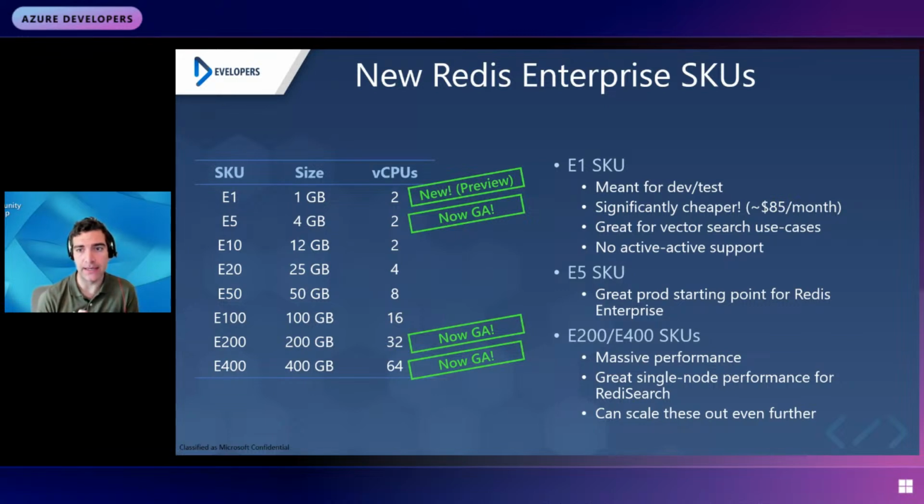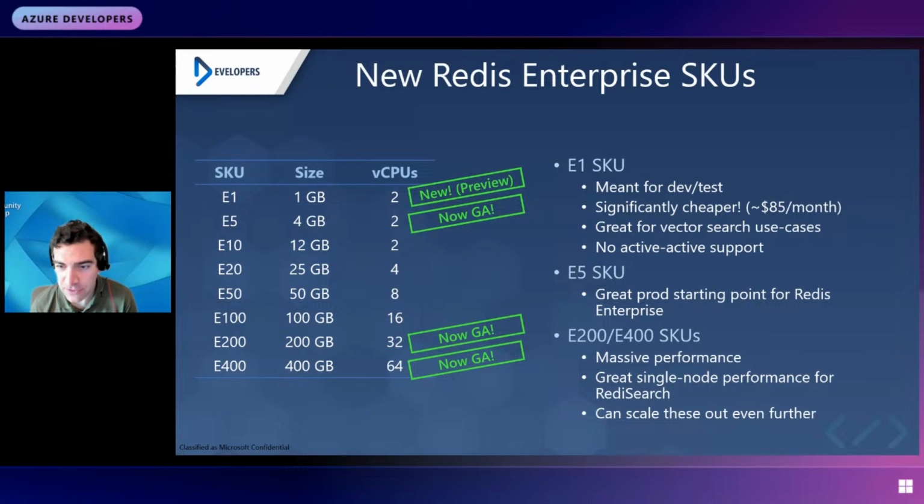And so these are really effective, especially for the Redis search and vector search use cases. So we're super excited about these. We're seeing good adoption across the board. And the E200 and E400 SKUs, I should mention, are scheduled to go GA tomorrow. So these are also effectively GA. So all available now for production use. Like I said, we're excited to see what you all do with them.